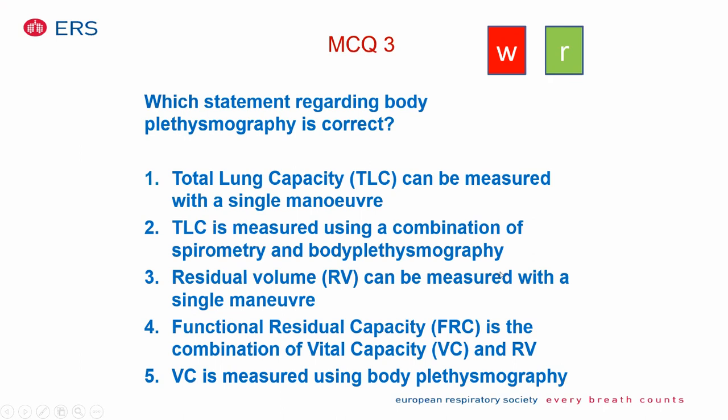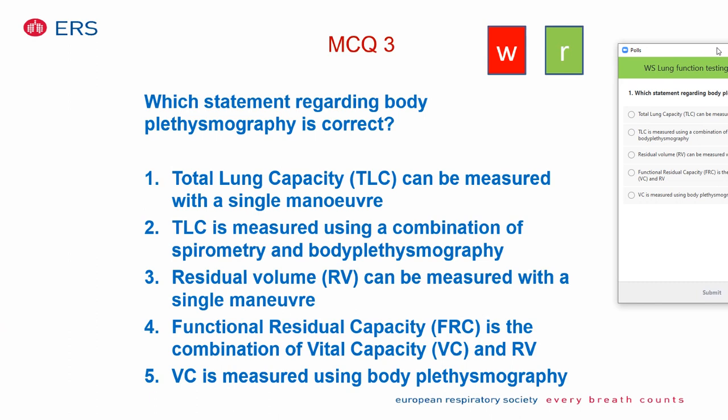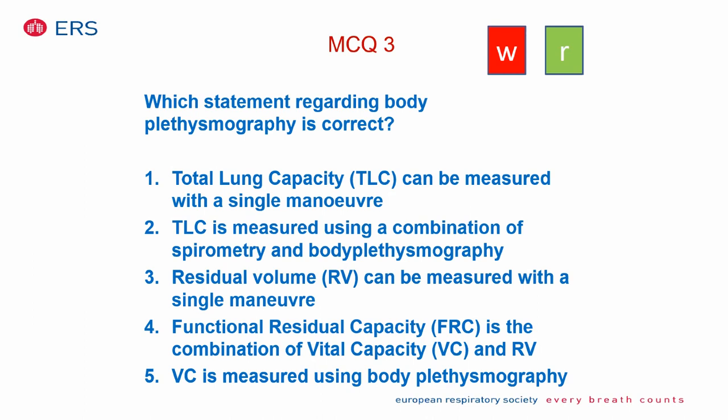Now we move on to body plethysmography. Which statement regarding plethysmography is correct? 1, total lung capacity can be measured with a single maneuver. 2, total lung capacity is measured using a combination of spirometry and body plethysmography. 3, residual volume can be measured with a single maneuver. 4, functional residual capacity, FRC, is the combination of vital capacity and residual volume. And 5, vital capacity is measured using body plethysmography. That is your choice now.